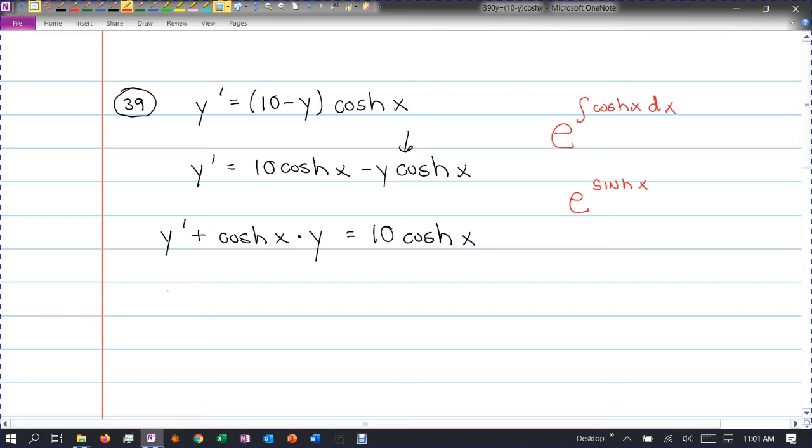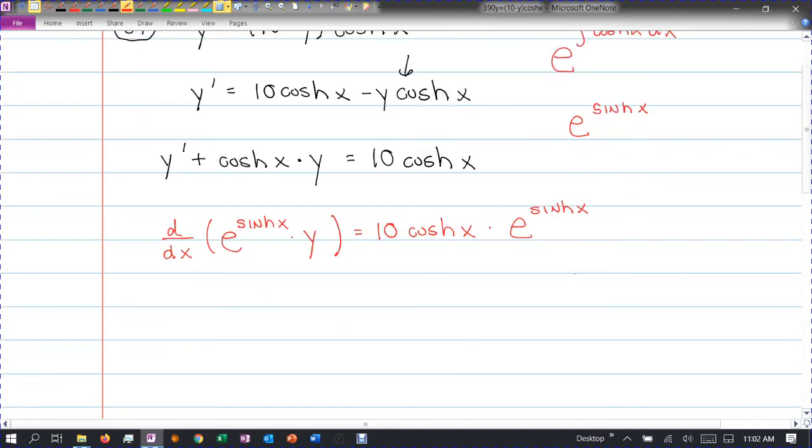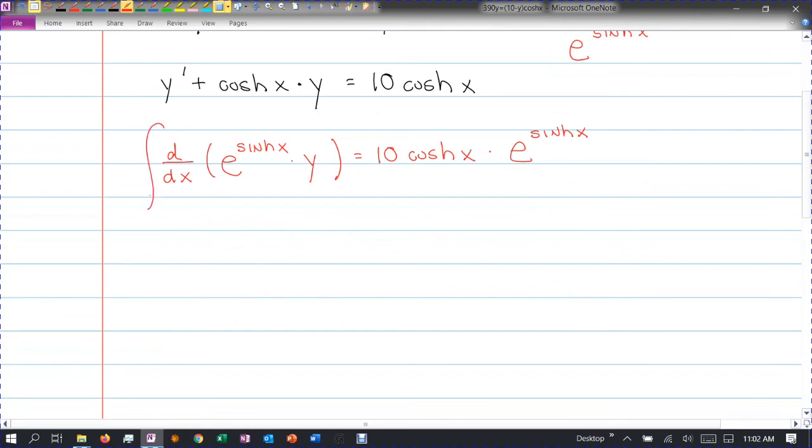That's my integrating factor. So I know that my left side is the derivative with respect to x of e to the sine hyperbolic x times y, and then if I multiply the right-hand side by e to the sine hyperbolic x, I get 10 cosine hyperbolic x times e to the sine hyperbolic x. And that's going to be easy to integrate. Integrate left, integrate right, with respect to x.